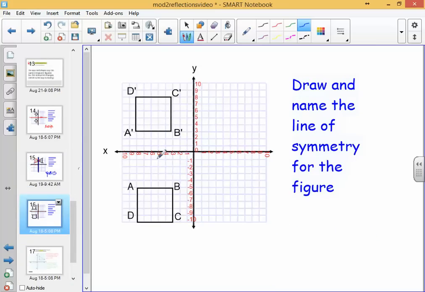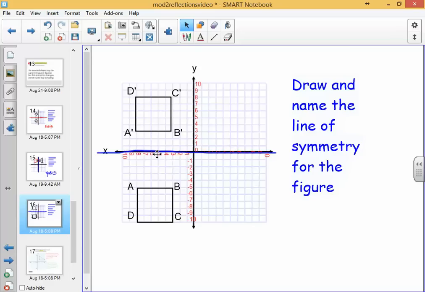Okay, one more. We're going to draw and name the line of symmetry. I take this original figure, which is down here. I'm going to flip it up this way, and it kind of looks like the x-axis is my line of symmetry, so we're going to count to make sure. If B is 5 boxes away, I now see that B prime is 3 boxes away. So that cannot work as my line of symmetry.